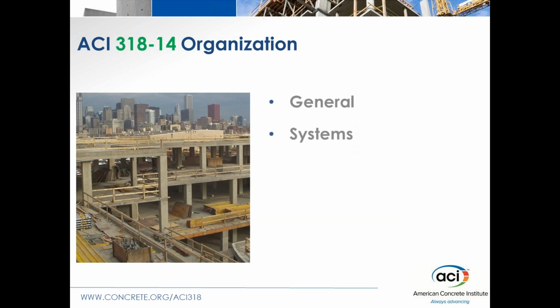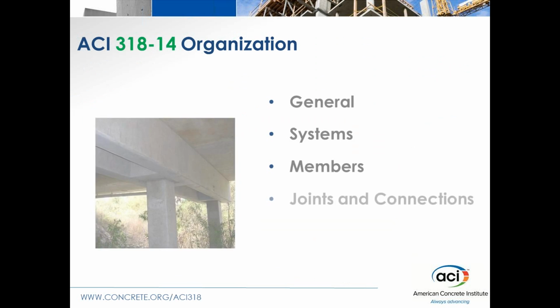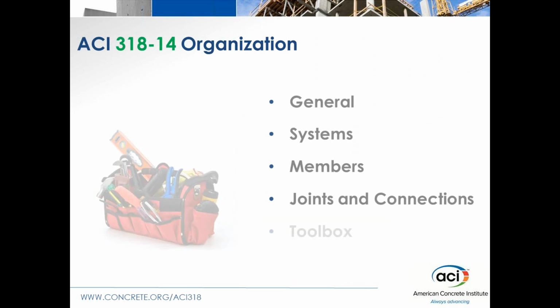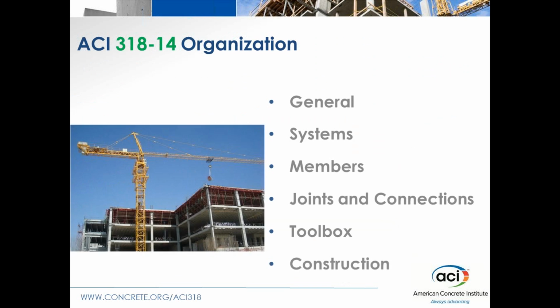the code. Next, we're going to have a platform of what we call systems. After that, members. After that, joints and connections. And then finally what we're calling toolbox chapters or utility chapters, which really are chapters that all of the members are going to make use of. If you have to calculate something, you go to the toolbox chapter, and you return to your design of your member. And I'll explain in a little more detail how that actually works.